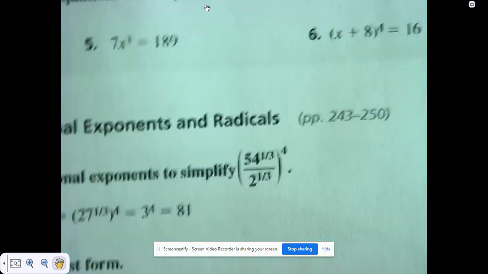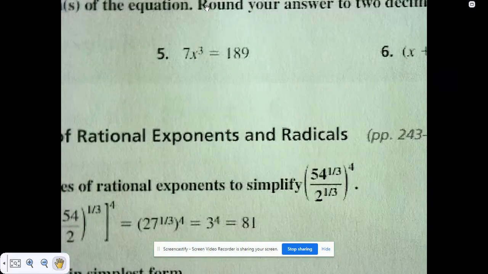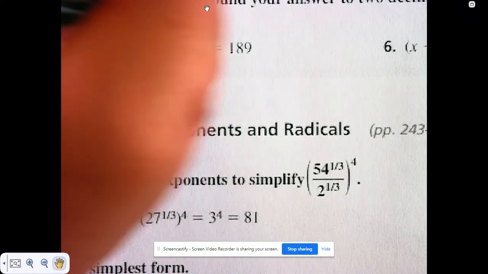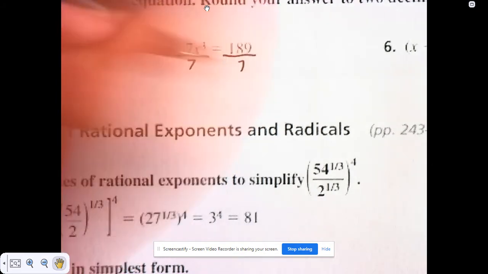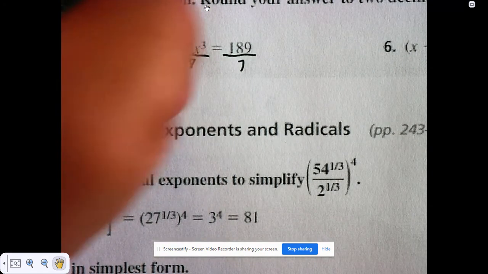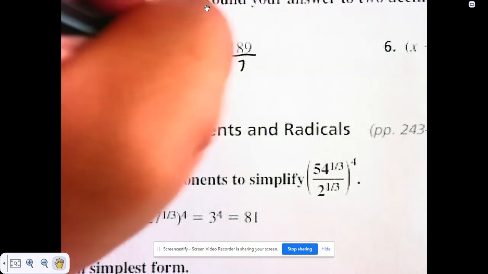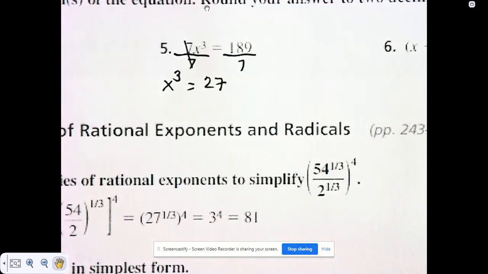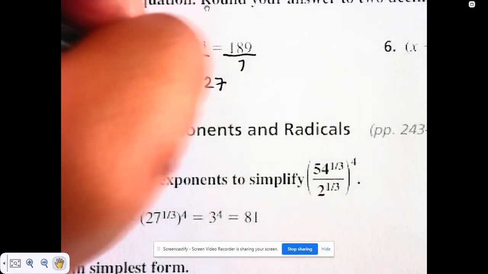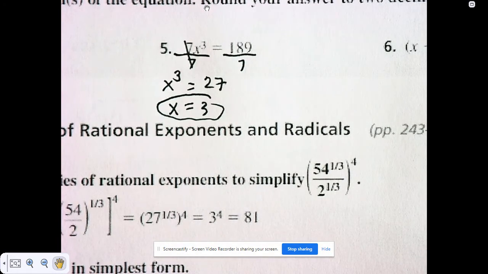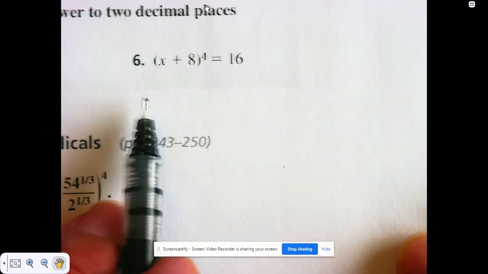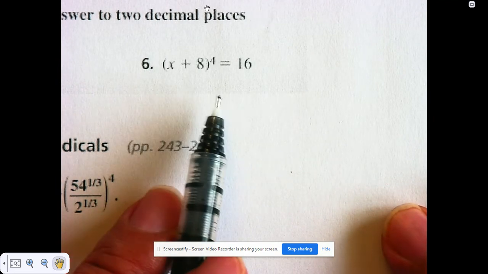Next, number 5. Number 5 is 7x to the third equals 189. So divided by 7, divided by 7, the 7 cancels out, leaving x to the third. Now 189 divided by 7 is actually 27. Therefore, x equals 3. Final answer.